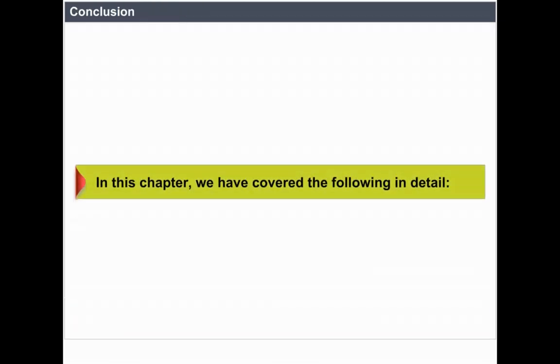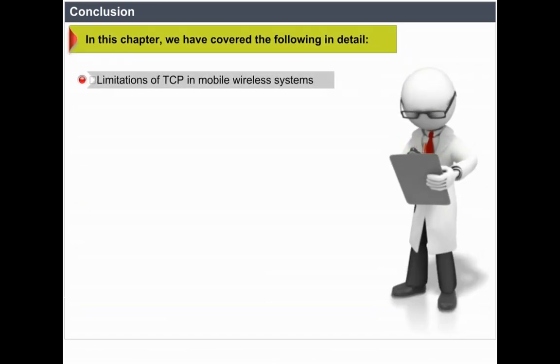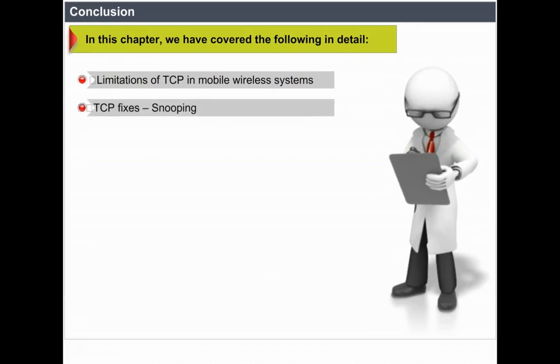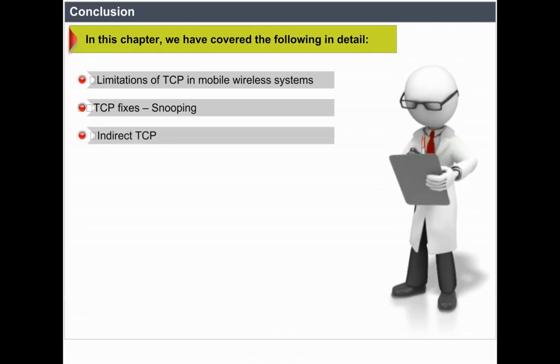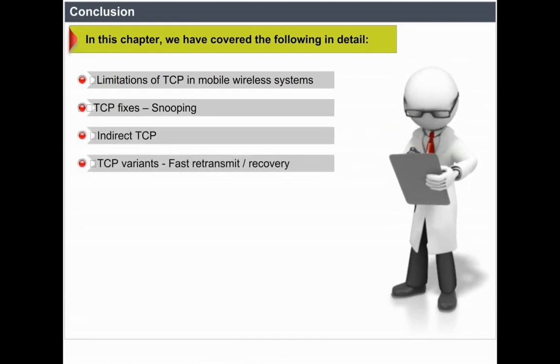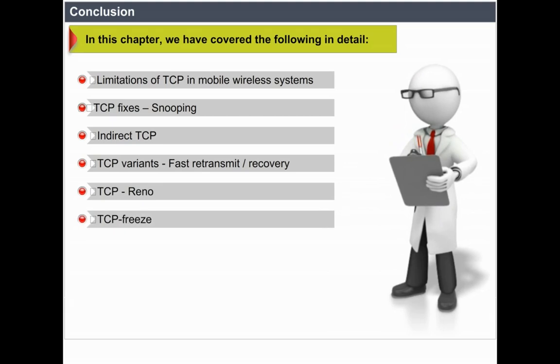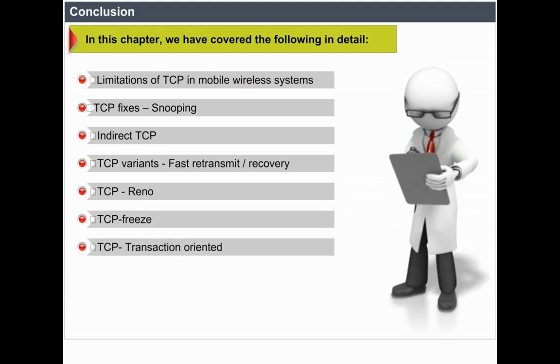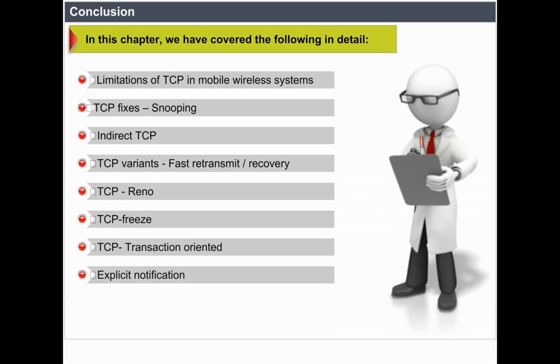Conclusion. In this chapter, we have covered the following in detail. Limitations of TCP in mobile wireless systems. TCP fixes, snooping, indirect TCP. TCP variants, fast retransmit or recovery. TCP Reno, TCP freeze, TCP transaction oriented. Explicit notification.